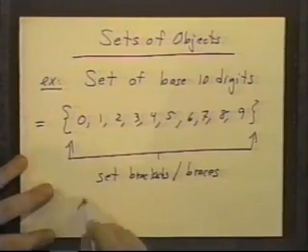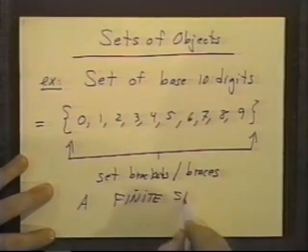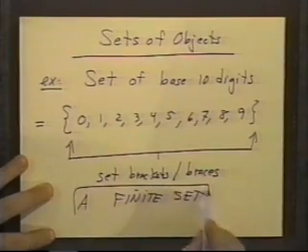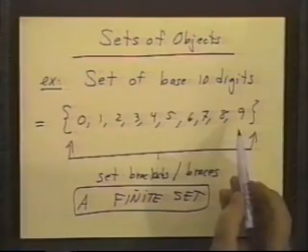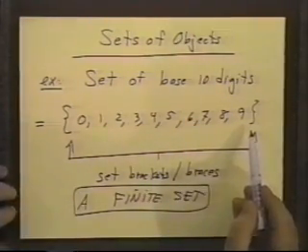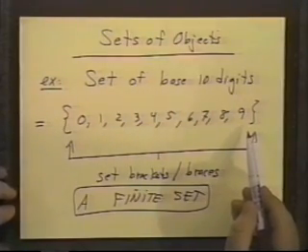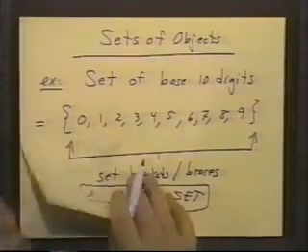This is an example of a finite set. It's a set with only a finite number of elements. In fact, you can see that there are exactly 10 elements. And what we've done is we put it all together in one place. It's a collection of objects. That's all that a set is. Nothing fancy, just a simple idea. Let's look at a couple more examples.